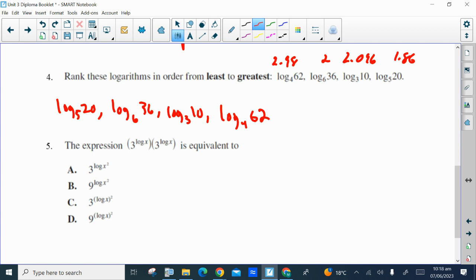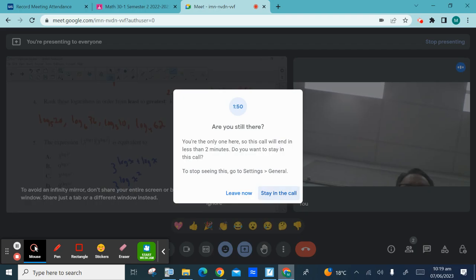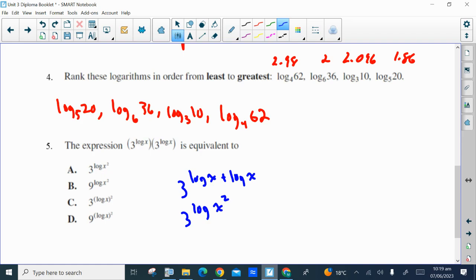Question 5, what is that expression equivalent to? When you're multiplying powers with the same base, the law says you add the exponents and keep the base the same. So that's our first step. You're multiplying 2 powers with the base of 3. So you add the exponents and keep the base the same. Now that's not one of the 4 choices we have. However, when you're adding logs with the same base, you can use the product law. That'll be the same thing as log of x times x, or the log of x squared, which is answer A. So there you go. That's the correct answer.